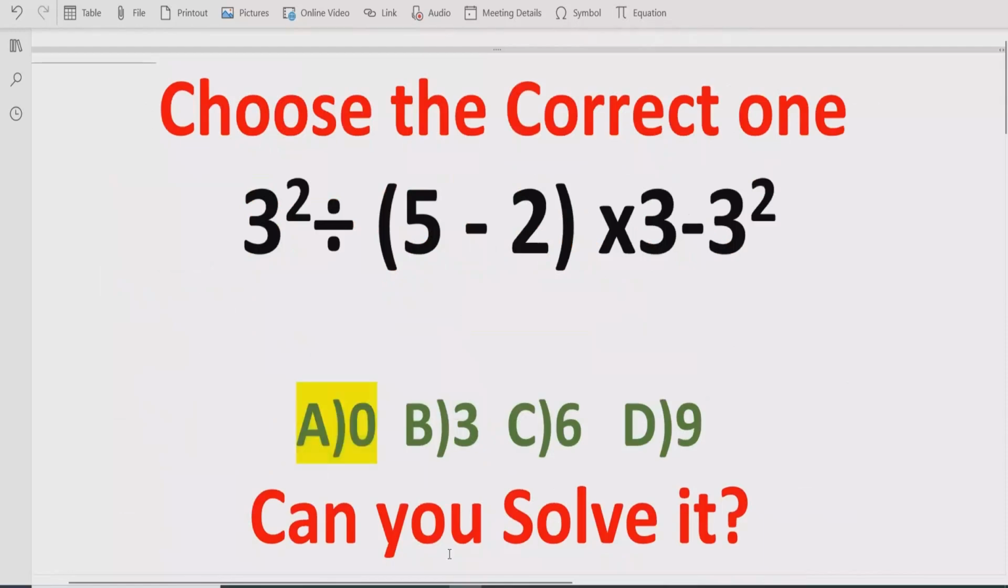I hope you understand how you can solve the given expression using the BODMAS method and find out the correct answer.